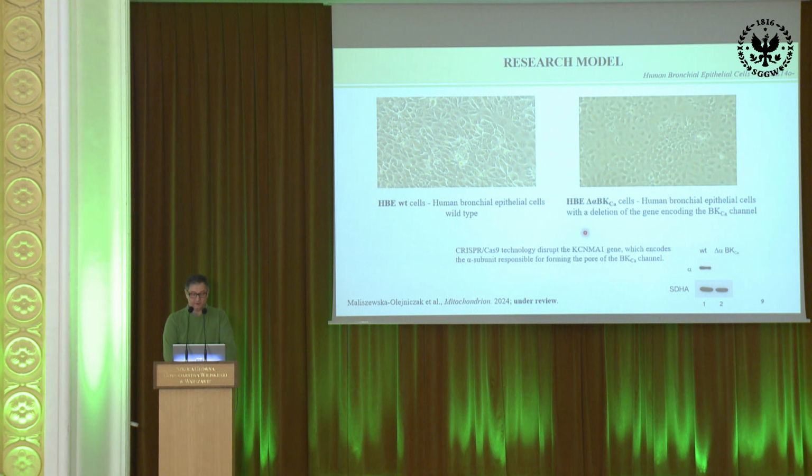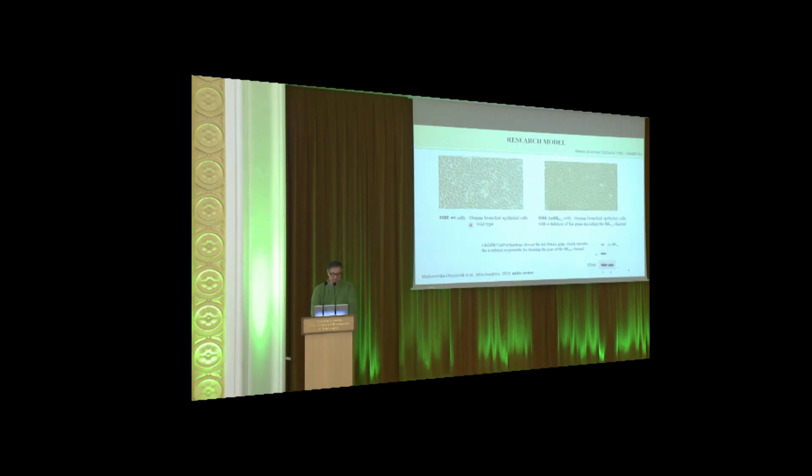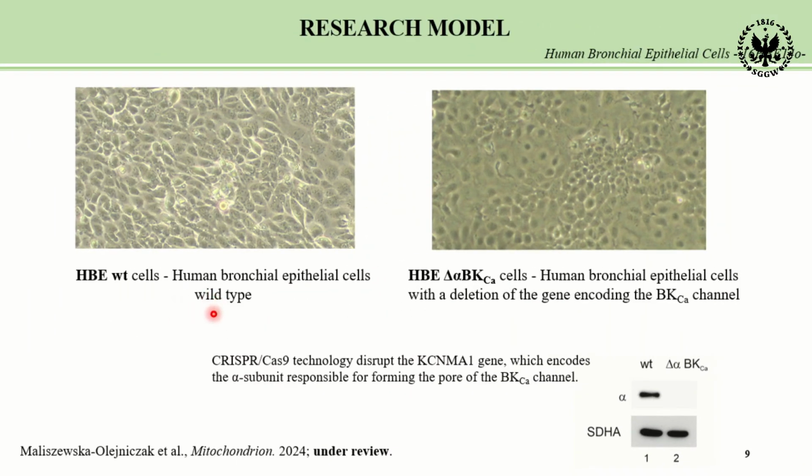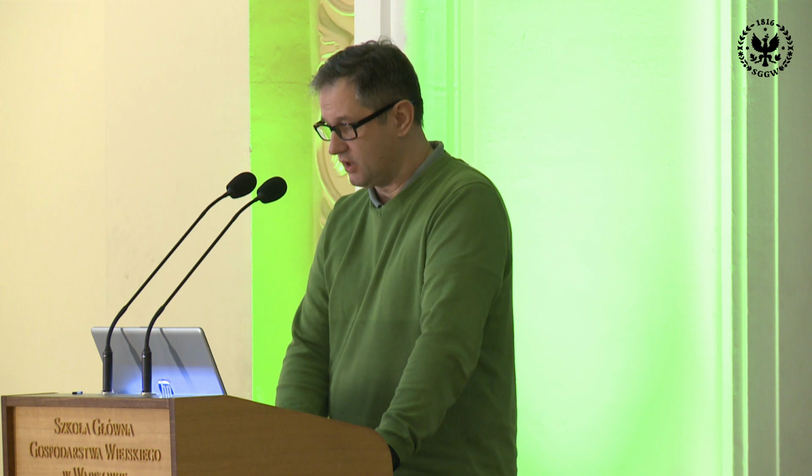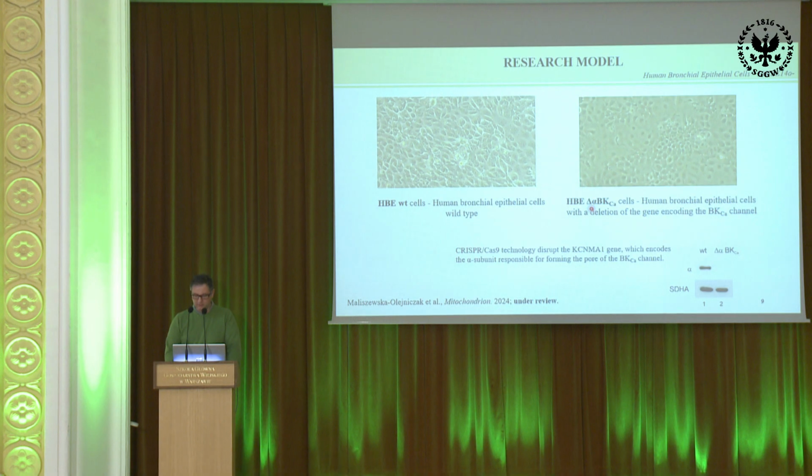In our research, we use two cell models. These human bronchial epithelial cells we use as wild type cells, and after using CRISPR-Cas9 technology for disruption of the KCNMA1 gene, which encodes the alpha subunit responsible for forming the pore of the BK channels, we use these HBE delta alpha BK cells with deletion of the gene encoding the BK channels.